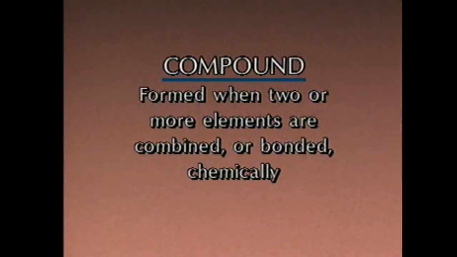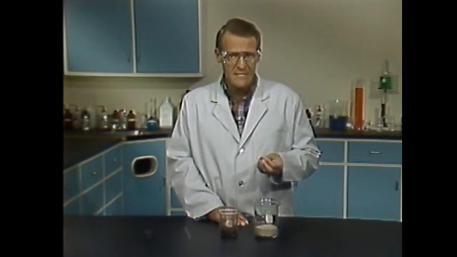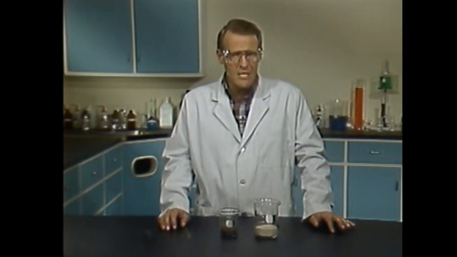A compound is a product of a chemical reaction. It's formed when two or more elements are combined or bonded chemically. A mixture consists of two or more materials that are not joined together chemically. Unlike a compound, which consists of two or more elements that have combined or bonded chemically, when a mixture is formed, the properties of the materials that produce the mixture do not change.